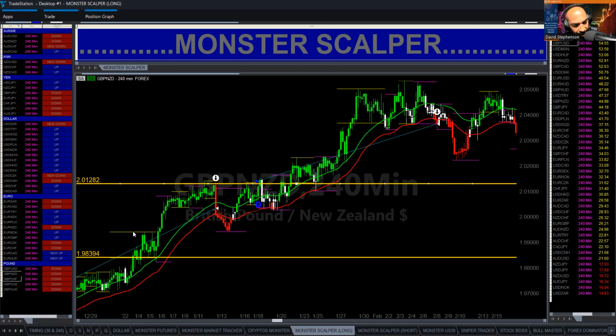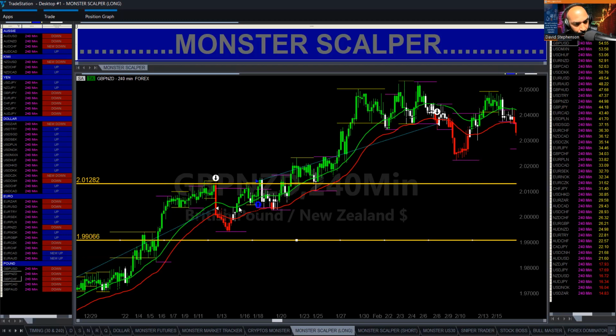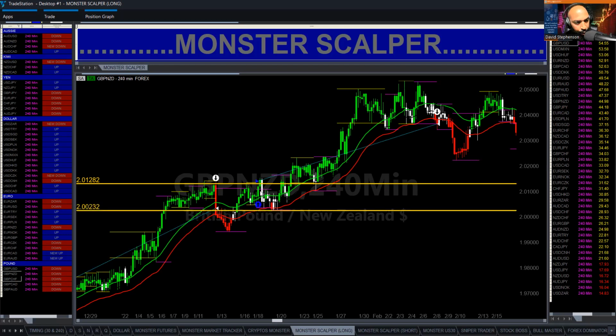Okay? You see resistance right here? You need at least, and that's a good question, Terry, you need at least two touches, a minimum of two, all right? To have a support and resistance line. So this is where resistance is. Support is right here. You see this line right here all the way across? That's our support line right here.